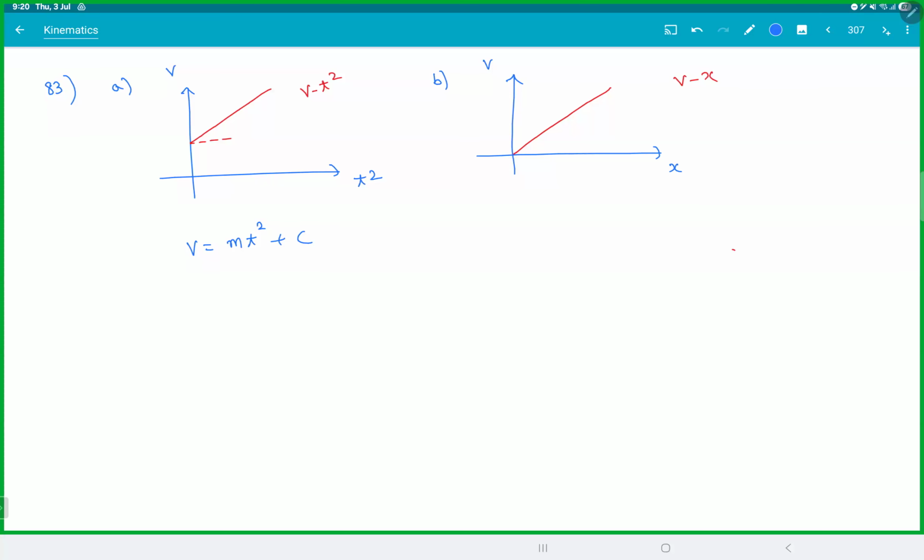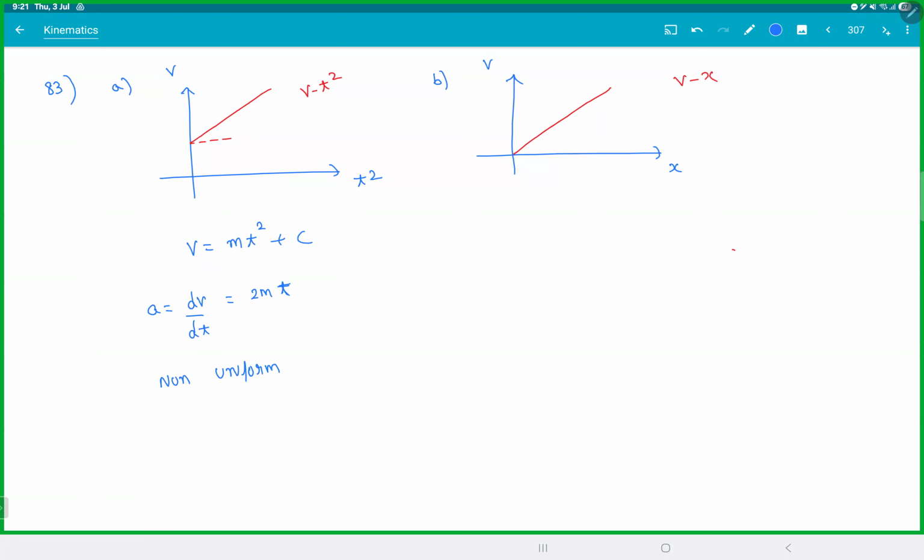It looks like y is equal to mx plus c. In place of x, you have t square. Then differentiate it. Acceleration is dv by dt. This comes out to be 2mt. A is not constant, A is increasing with time. So A is proportional to time. This is non-uniform.